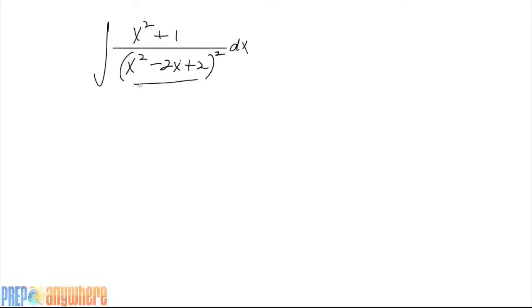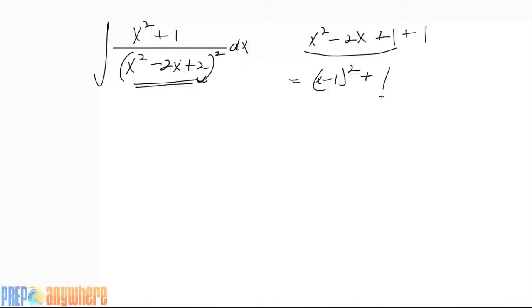Another trinomial here. So we have to complete the square first. To complete the square with the x squared minus 2x, I need a plus 1. I have a 2 there, so I can split the 2 into 1 plus 1. Group these three, you get x minus 1 squared plus 1. Let me write it like that first.